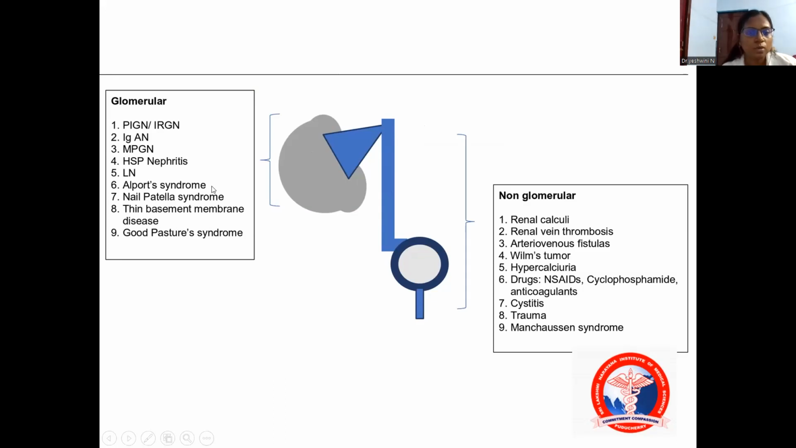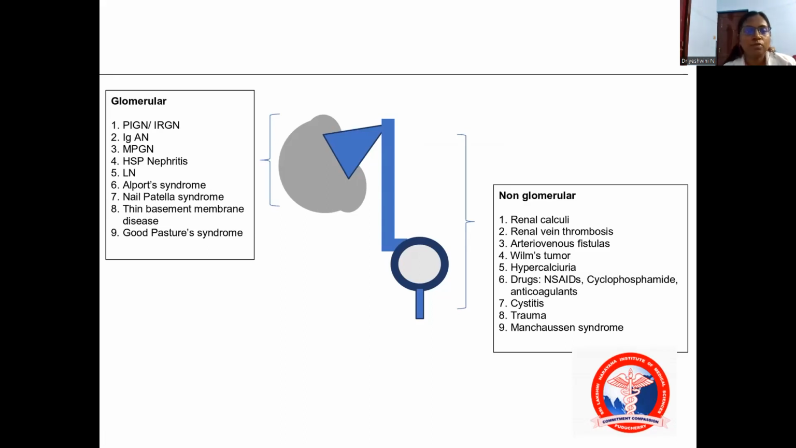Now you should split this up: the upper urinary tract comprises the glomerulus, the tubules, and the interstitium. The rest, from the pelvicalyceal system onward, is the lower urinary tract. And in that, again, you can differentiate glomerular hematuria and non-glomerular hematuria.